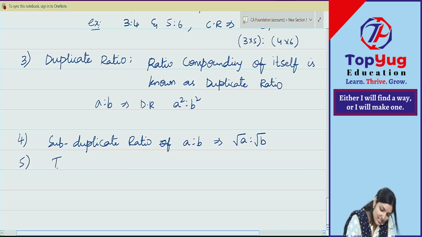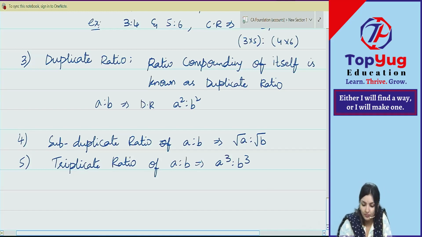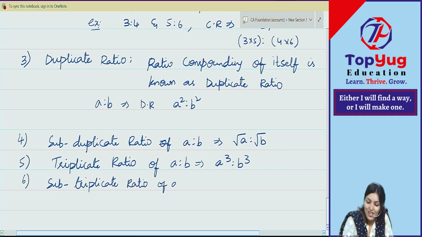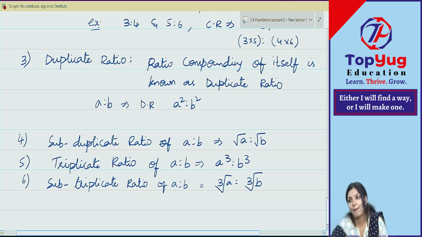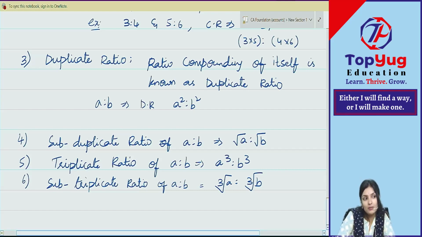Now the next one is triplicate ratio. Triplicate ratio of A is to B would be A cube is to B cube. So this is the cube root of A is to the cube root of B. Okay? Now what else do you want in this? Do you want anything extra?